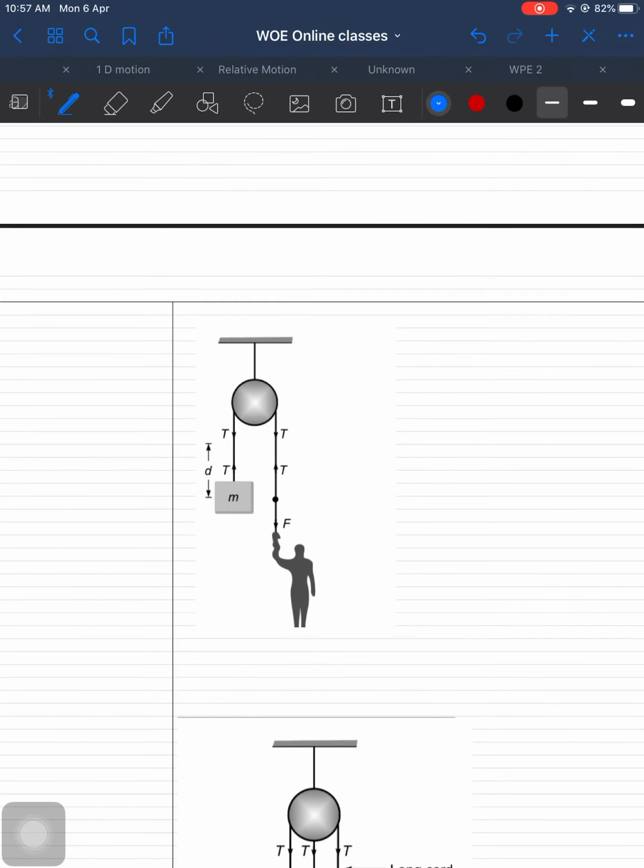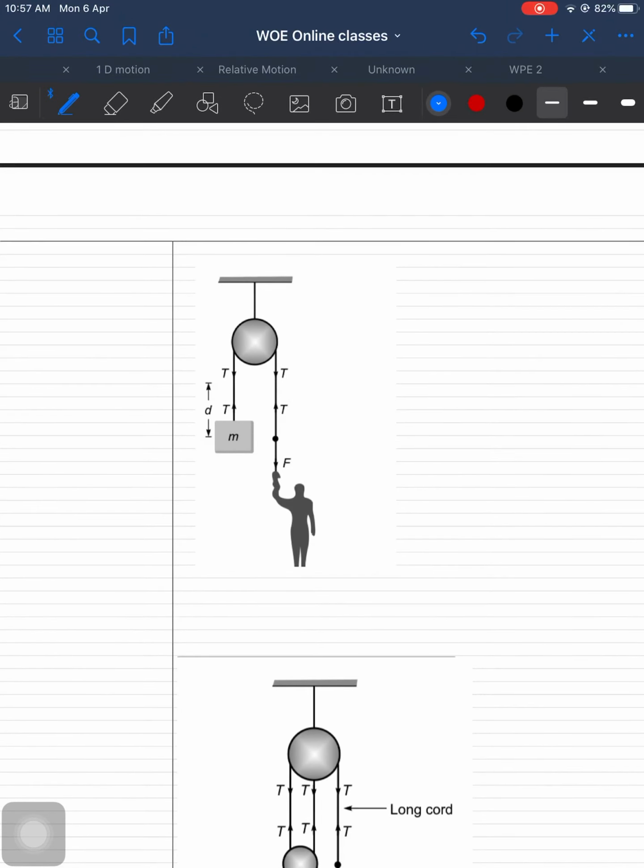Okay, next, see this question. In this case, there is a man standing, he is applying a force and it is displaced d meters with a constant velocity. The velocity is constant.